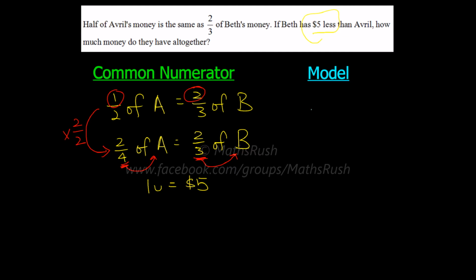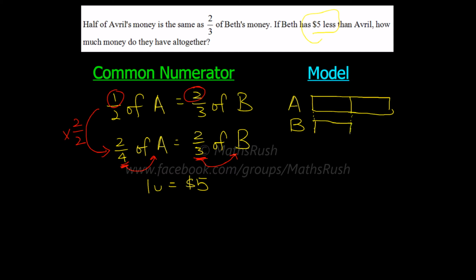I'm going to do the model now to show you that it is really true: 4 units for Avril and 3 units for Beth. So here's the explanation. For the model, for half of Avril's money, I need to draw a complete model for Avril, and then I need to halve it. This is my first time doing the model with a pen, so bear with me. This half here is equal to 2/3, and 2/3 means I need to draw 2 units for Beth.